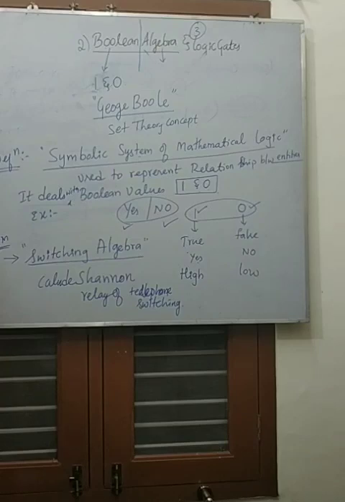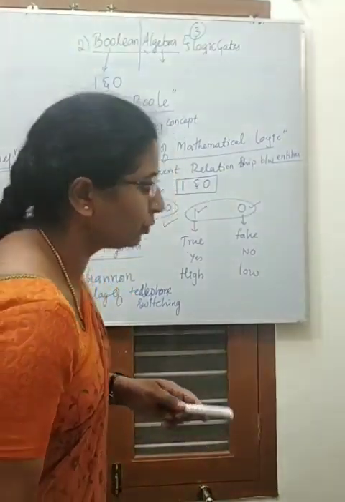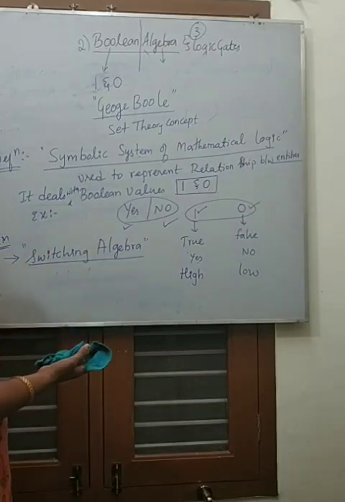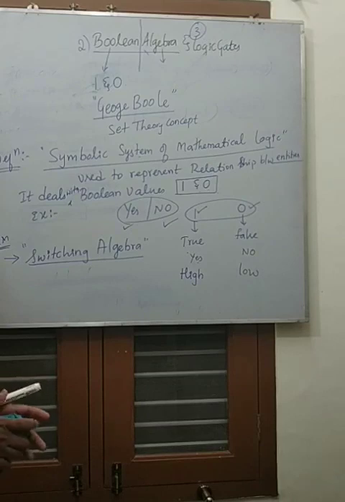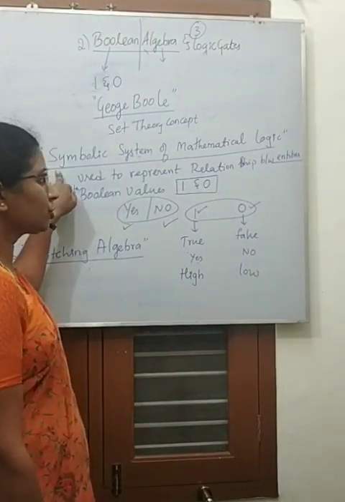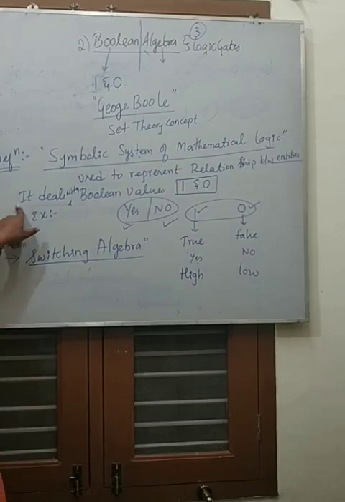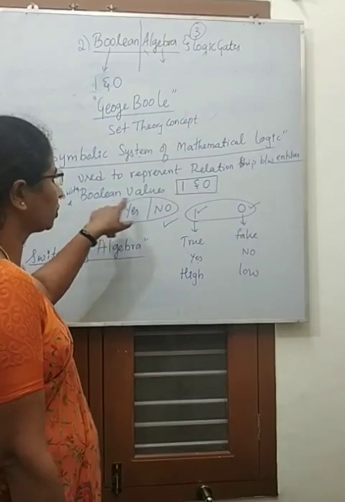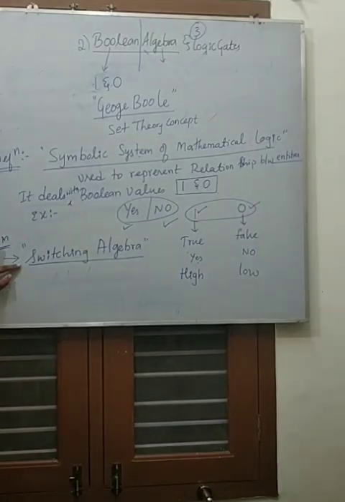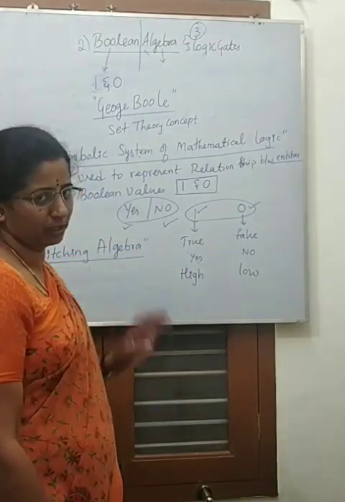It is also called switching algebra. Claude Shannon applied this technique in telephone switching. Hence it is called switching algebra. Hope you understood. Please once again recollect the definition. Boolean algebra is a symbolic system of mathematical logic used to represent a relationship between the entities. Boolean algebra deals with Boolean values. The Boolean values are 1 and 0. It is also called switching algebra. 1 means true, 0 means false.